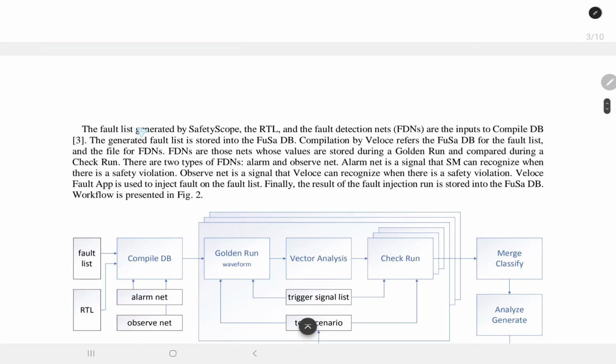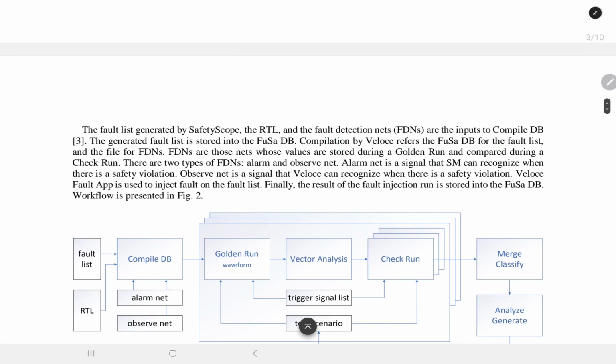The fault list is generated by the safety scope faulted RTL, and the fault detected nets, FDNs, are the input to the compiled DB. The generated fault list is stored into FUSA DB. Compilation by Veloce refers to the FUSA DB for the fault list and the file for the FDN. FDNs are those nets whose values are stored during the golden run and compared during a check run.